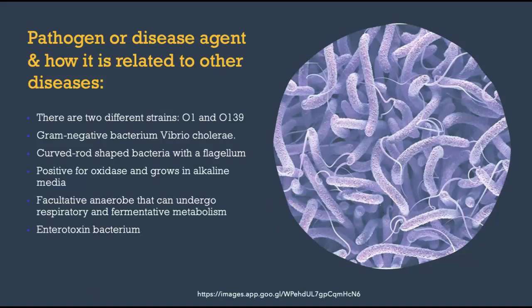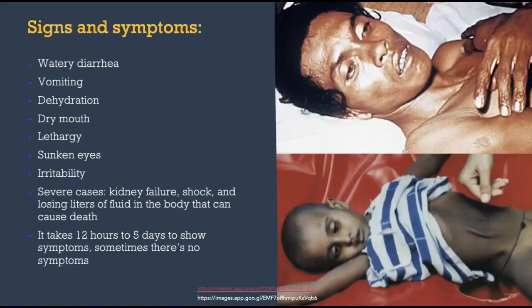It is positive for oxidase and grows in alkaline media. It is also a facultative anaerobe that can undergo respiratory and fermentative metabolism. And finally, it is an enterotoxin bacterium, meaning it generates inside the body and affects the intestines.